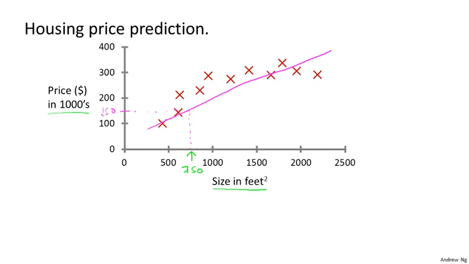For example, instead of fitting a straight line to the data, we might decide that it's better to fit a quadratic function or a second-order polynomial to this data. And if you do that and make a prediction here, then it looks like maybe they can sell the house for closer to $200,000.